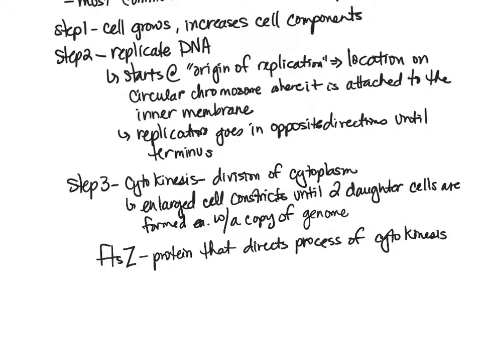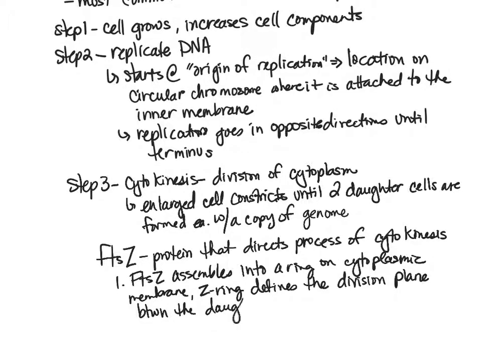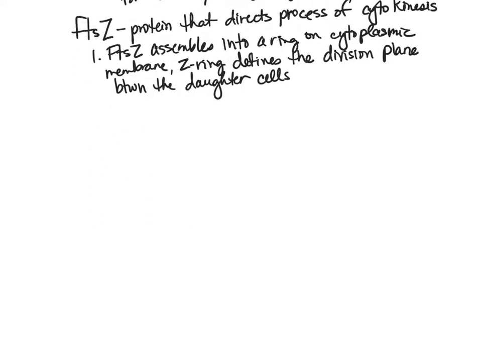So let's go ahead and write that down. We're going to say that the FtsZ assembles into a ring on the cytoplasmic membrane. And then this Z ring defines the division plane between the daughter cells. So this is going to tell us where that division plane is going to be, where we're going to separate the two different cells. And then secondly, there are additional proteins that are added.